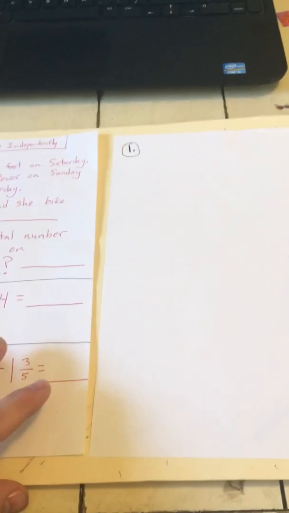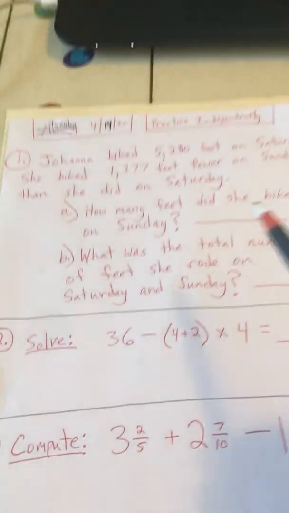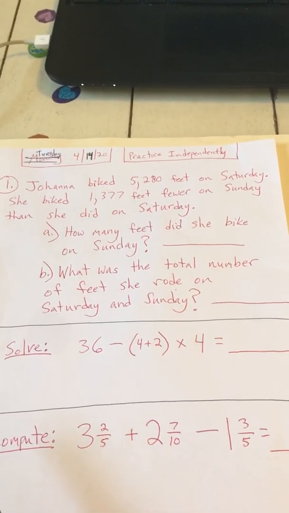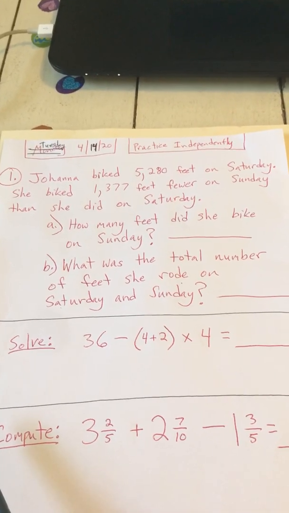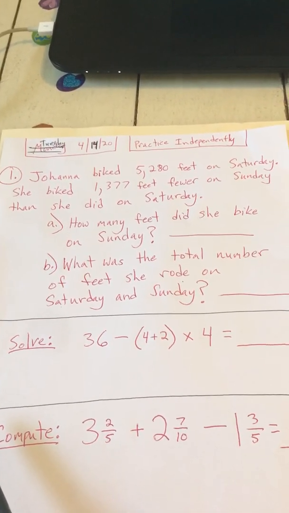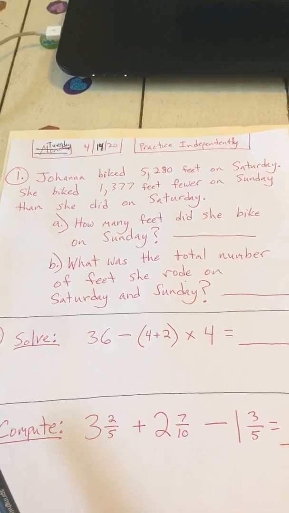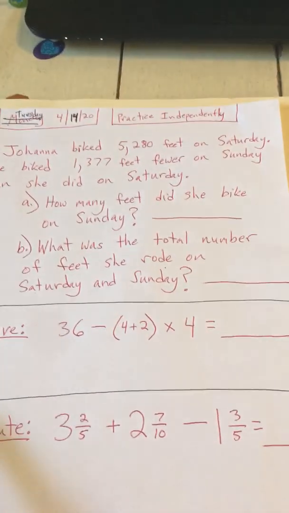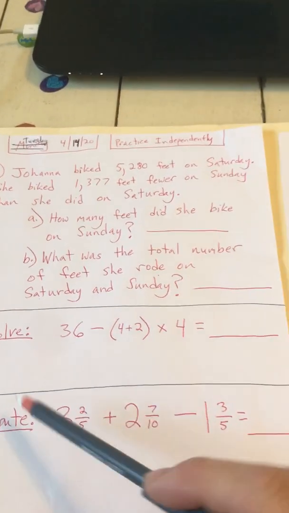All right, so I got a whole blank paper, so get yourself some paper and some space, and we will start with number one. Okay, so number one says, Johanna biked 5,280 feet on Saturday. She biked 1,377 feet fewer on Sunday than she did on Saturday. Part A says, how many feet did she bike on Sunday? What was the total number of feet she rode on Saturday and Sunday? Okay, so first we need to find out how many feet she did on Sunday.